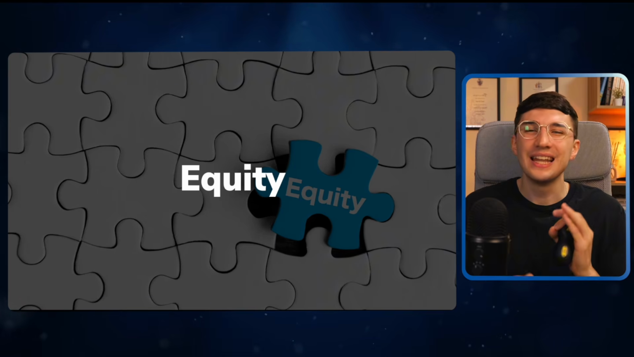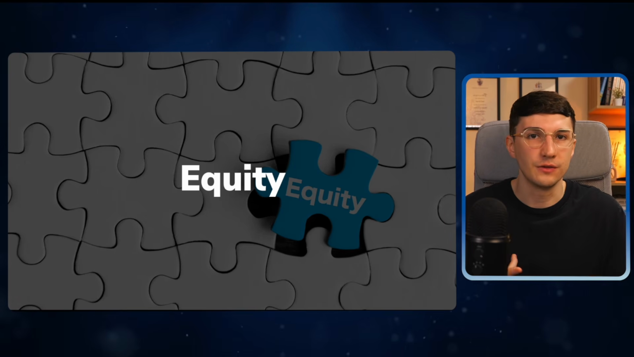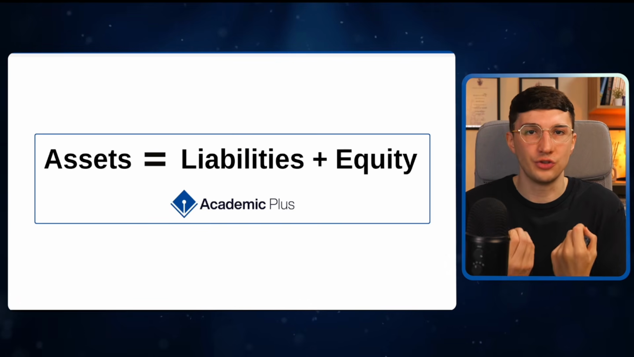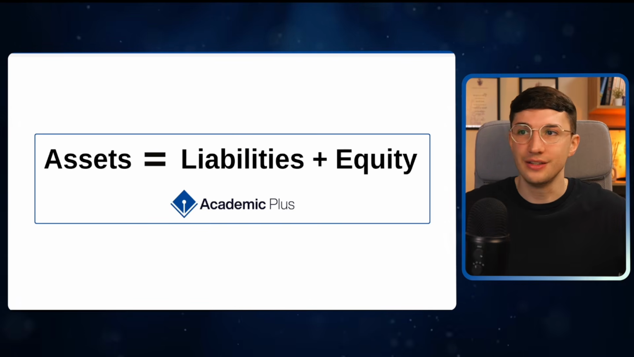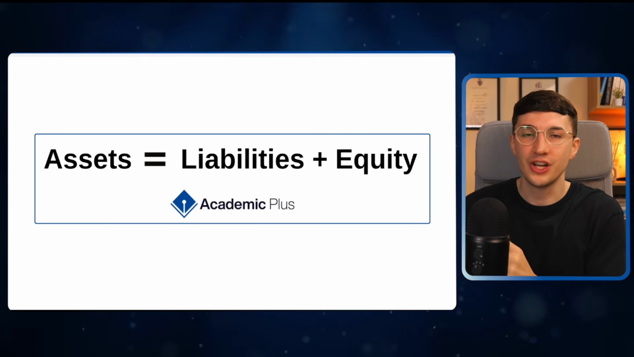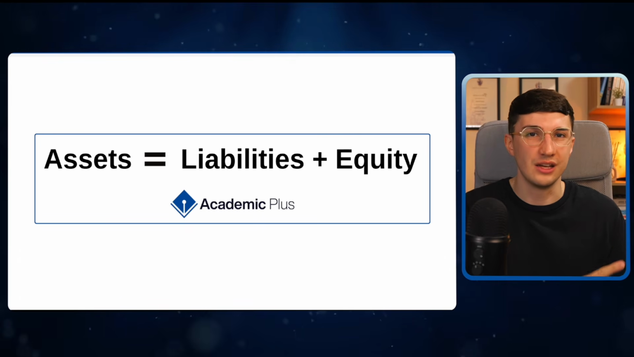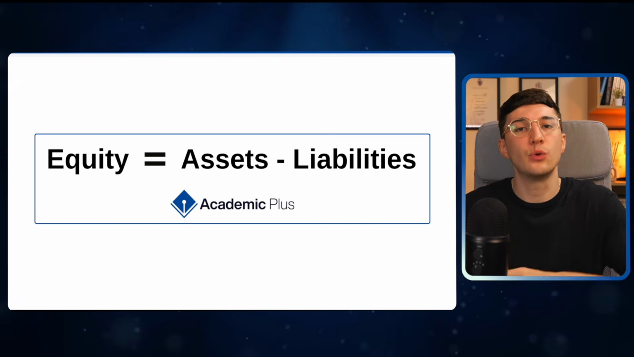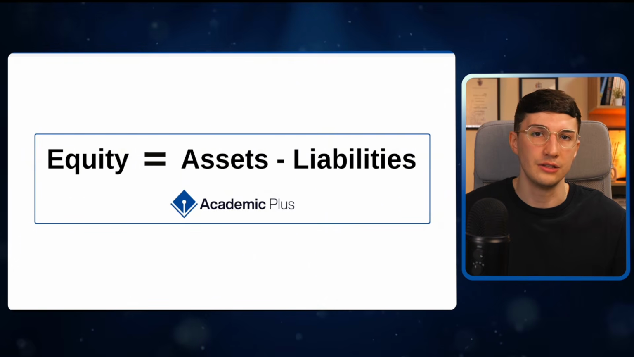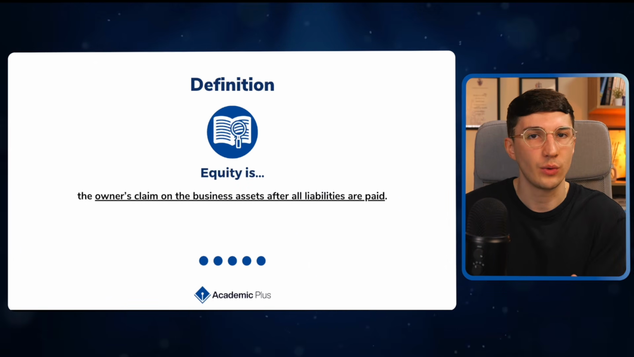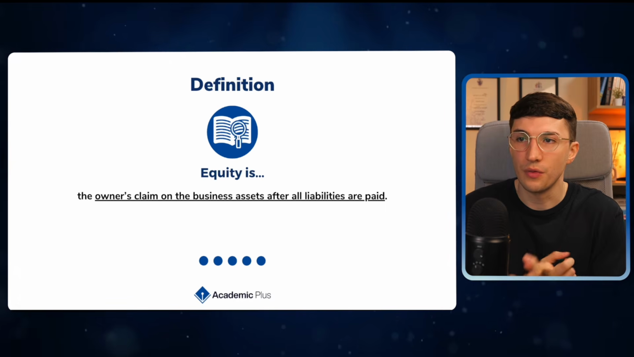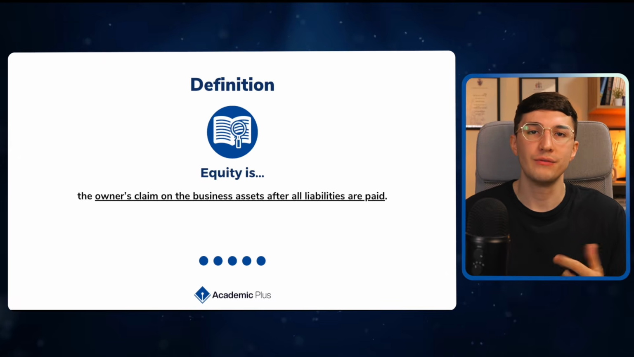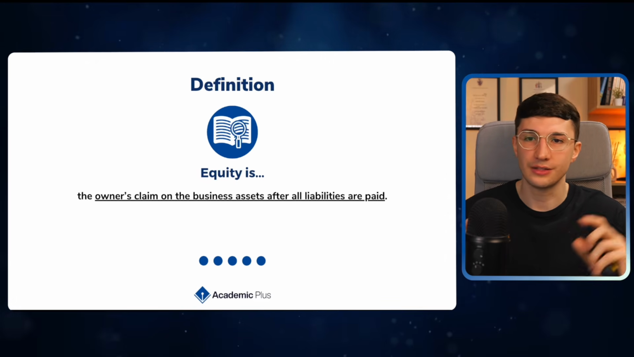Now, equity is a little bit different to your assets and liabilities. But go back to the start of this section. We said that the formula for the balance sheet, the reason it's called a balance sheet is because it balances: your assets are equal to your liabilities plus equity. So if I was to rearrange that equation around, I've got equity is equal to your assets minus your liabilities. So when we look at defining what equity is, it's the owner's claim on the business's assets after all liabilities have been paid. And another way of looking at that is what the owners are investing into the company.